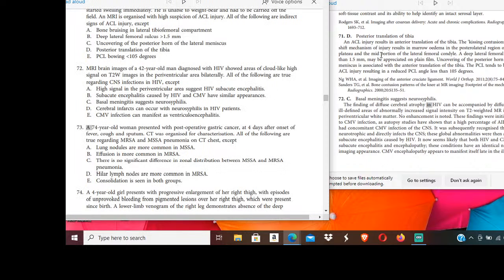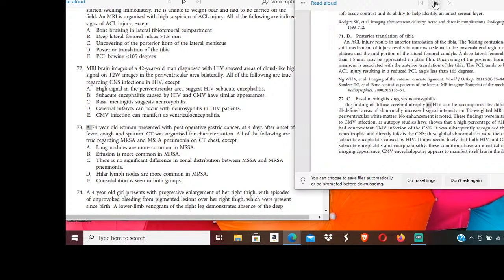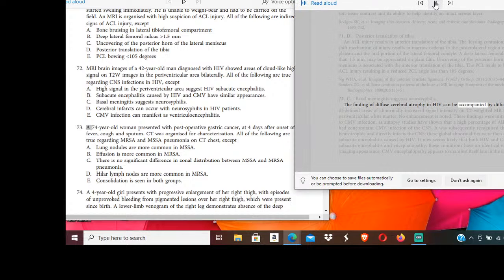73. HIV encephalitis can be accompanied by diffuse, confluent, ill-defined areas of abnormally increased signal intensity on T2-weighted MR images of the periventricular white matter. No enhancement is noted. These findings were initially attributed to CMV infection, as autopsy studies have shown that a high percentage of AIDS patients had concomitant CMV infection of the CNS.